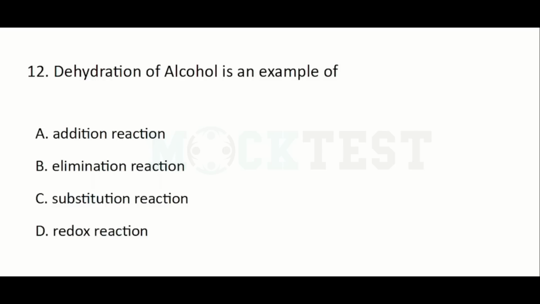Dehydration of alcohol is an example of option A, addition reaction, option B, elimination reaction, option C, substitution reaction, option D, redox reaction. Dehydration of alcohol is an example of elimination reaction.